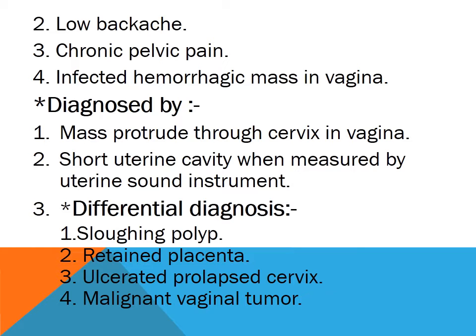It is diagnosed by clinical examination when we feel a mass protruding through the cervix in the vagina, and there is a short uterine cavity if it is measured using a uterine sound instrument. Differential diagnosis of puerperal chronic uterine inversion includes sloughing polyp, retained placenta, ulcerated prolapsed cervix, or malignant vaginal tumor.